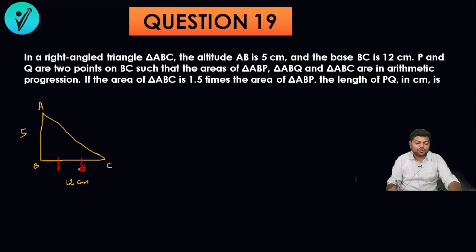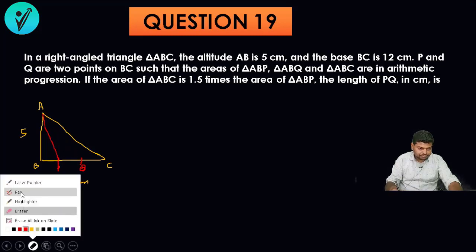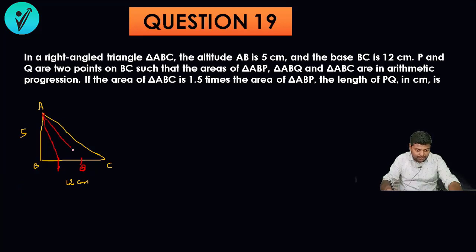So P and Q are 2 points on BC such that the areas of triangle ABP, ABQ, and ABC are in arithmetic progression. So let the area of triangle ABP be A.